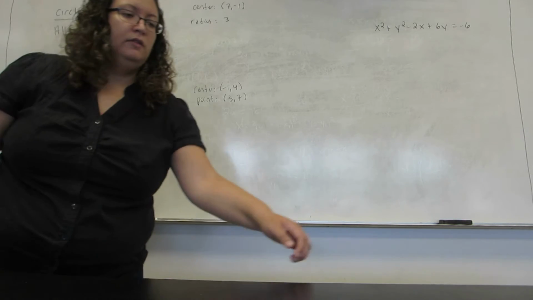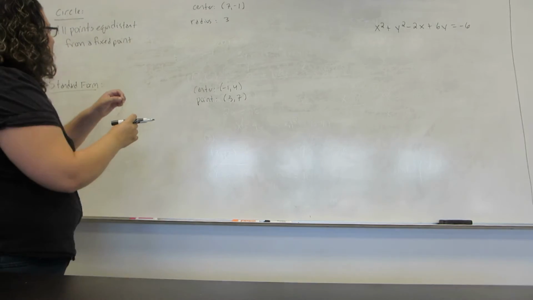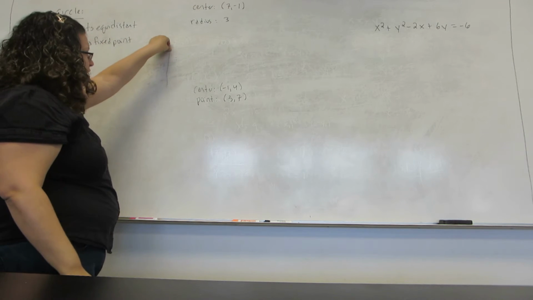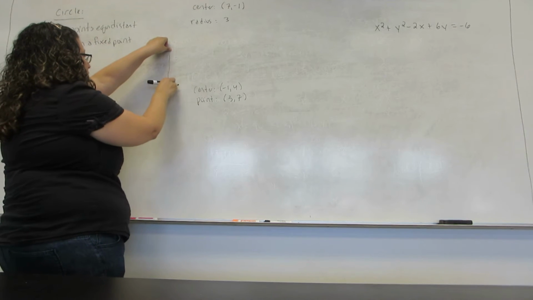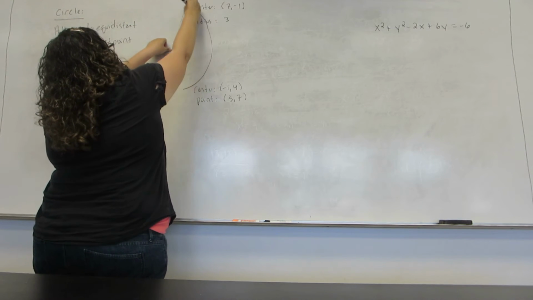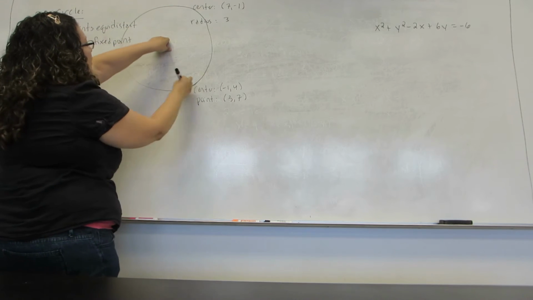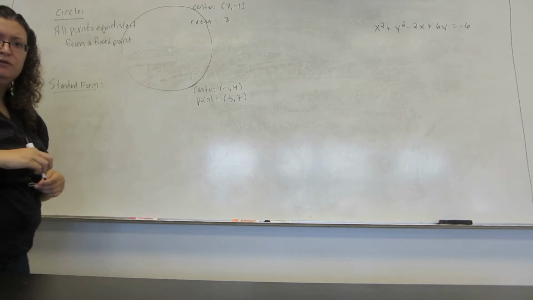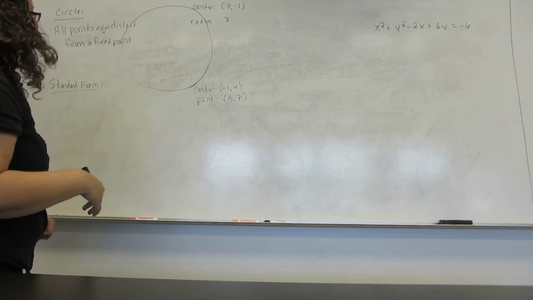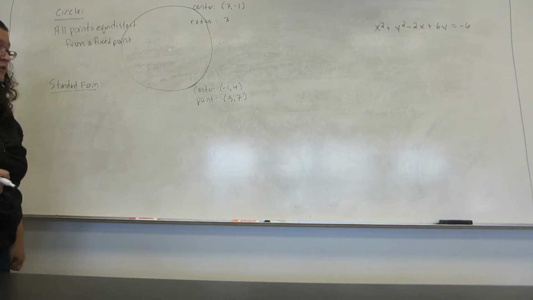It means that if you take a piece of string, this provides the equidistant, and anchor it at a certain fixed point, this is the fixed point, and then allow it to trace all the points that are that distant from your center point, you get a circle. Now obviously, your arm kind of gets in the way when you're doing this, but you should have all seen something like this when you worked with compasses as a child.